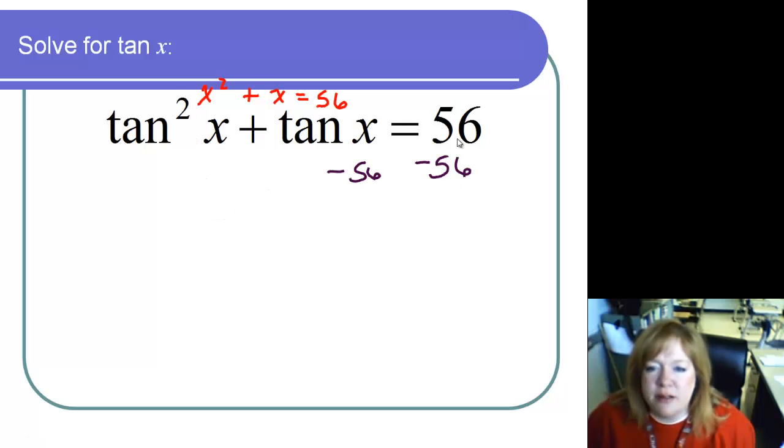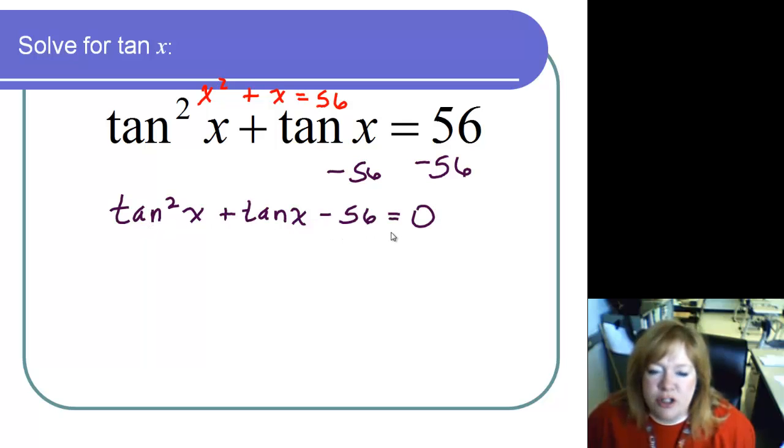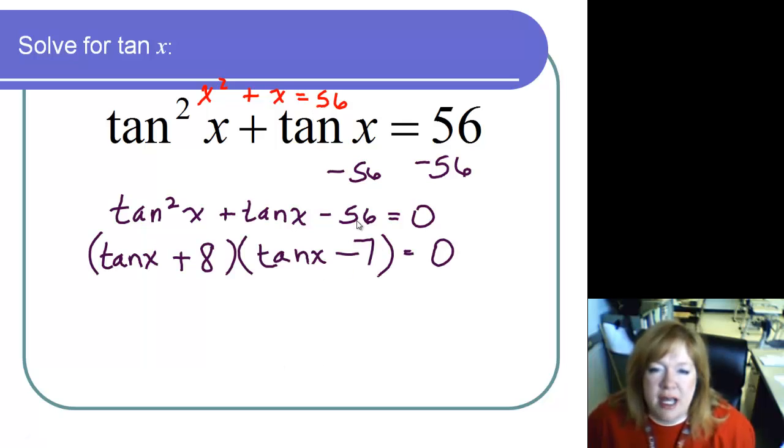So I'm going to subtract 56 from both sides, and I have a quadratic expression here. Just like if it was x squared plus x minus 56, I'm going to factor it because I know 7 times 8 is 56, and 8 minus 7 would give me 1. If I do the FOIL, tangent of x times tangent of x would give me tangent squared x. I'd have minus 7 tan x plus 8 tan x, which would give me 1 tan x in the middle, and then 8 times the negative 7 is negative 56.